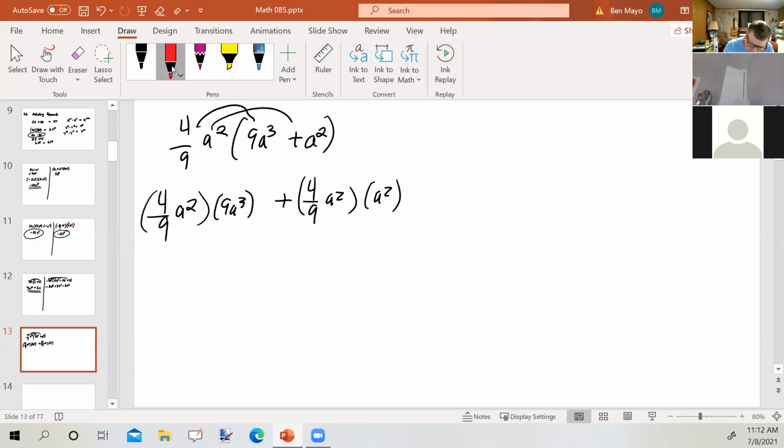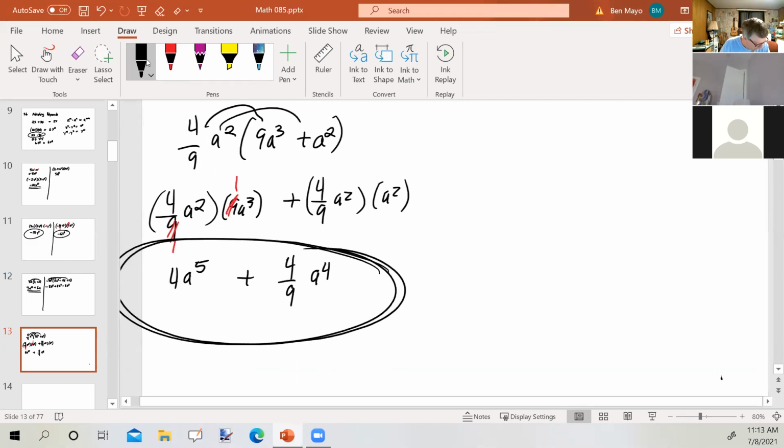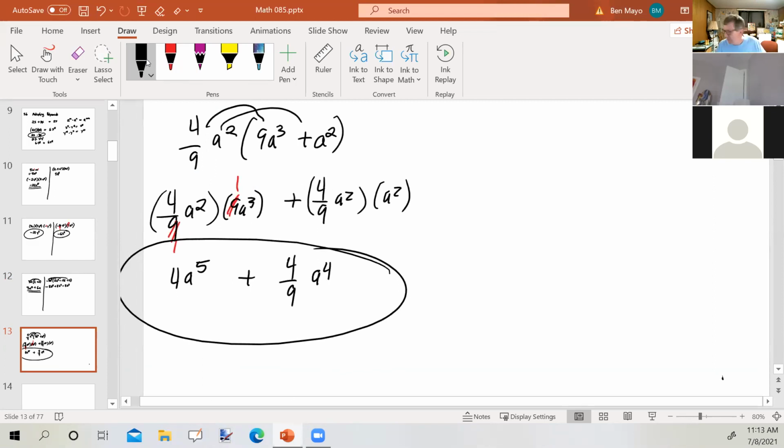Now I'm going to go back and reduce things. The 9 over the 9 reduces to 1 over 1. And I have 4 times 1, which is 4a to the 5th power, plus, let's see, nothing reduces on the second product, 4/9 a to the 4th. So there's my final answer.